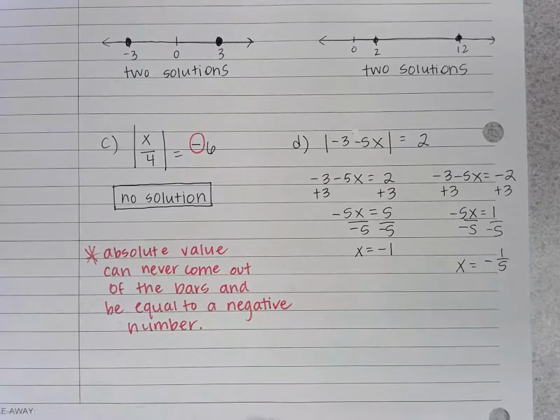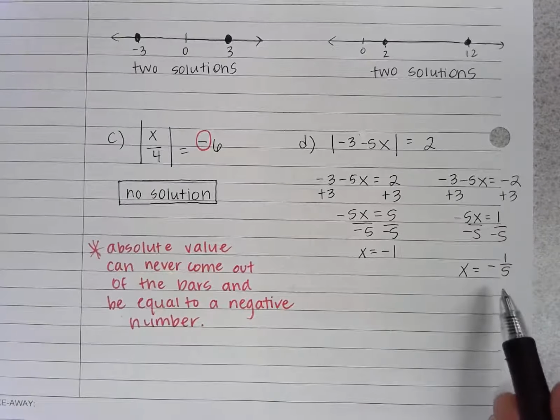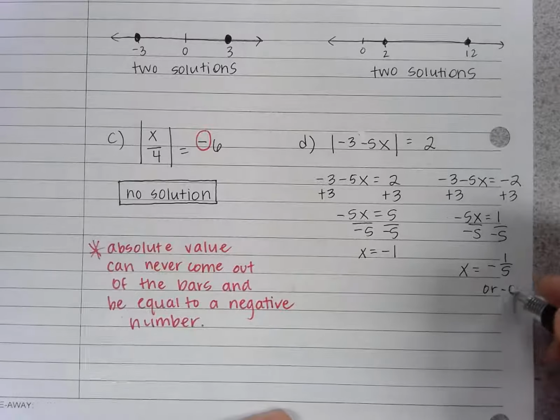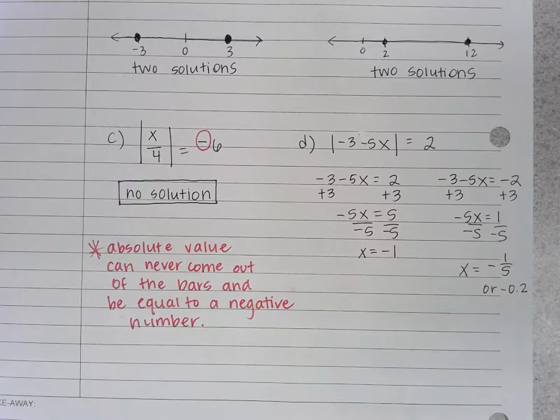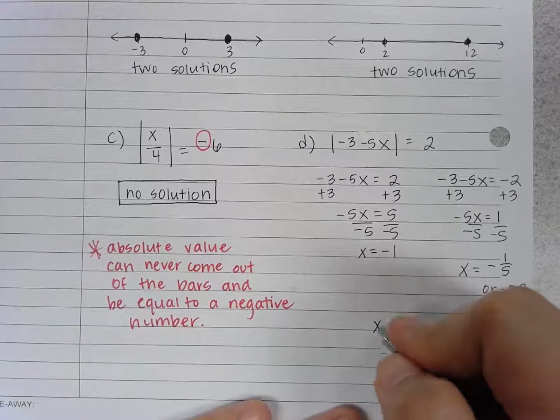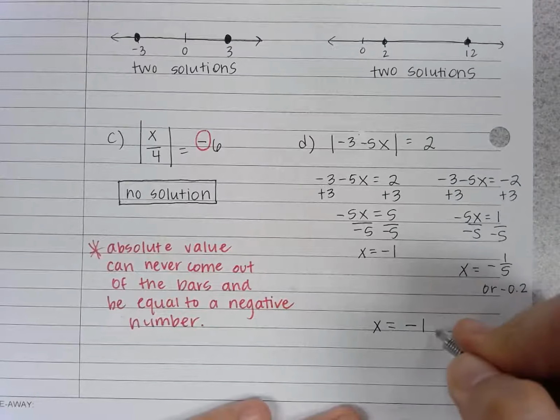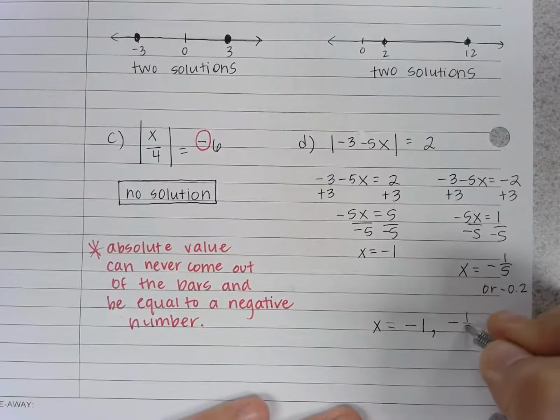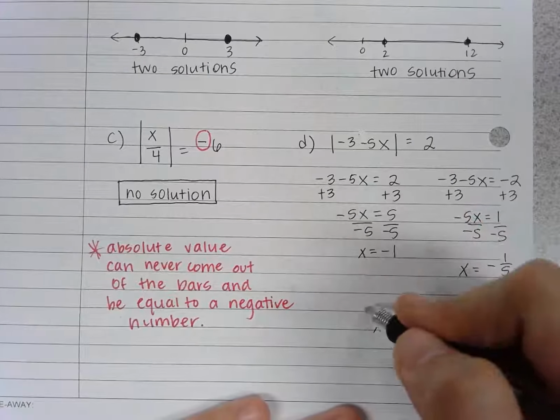It's not wrong to turn it into a decimal, negative 0.2, if you wanted to turn it into a decimal. So those two things are equivalent, but most students will just choose to keep it as a fraction. So for this one, the 2 answers to the questions are negative 1 and negative 1 over 5. And again, you could write that as negative 0.2.